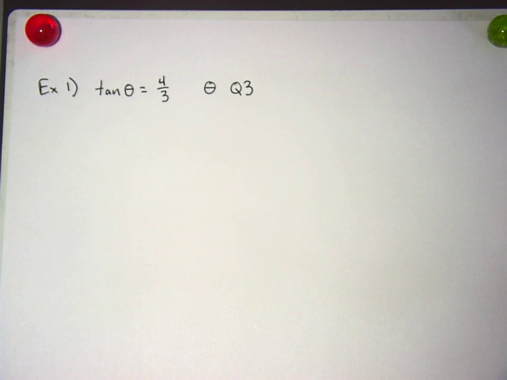Wait, so how do you do that? It'd be 4 over 3. That's right. You just do this. What'd you get for sine?